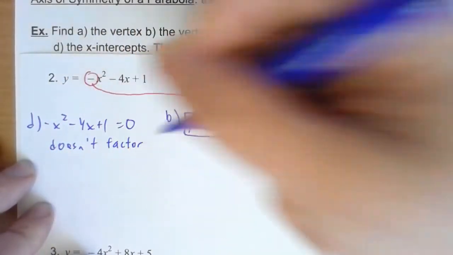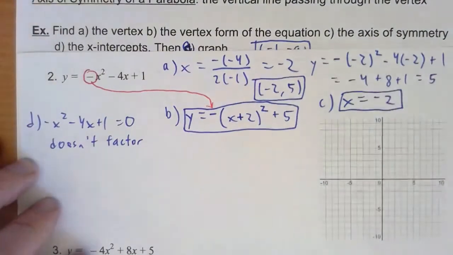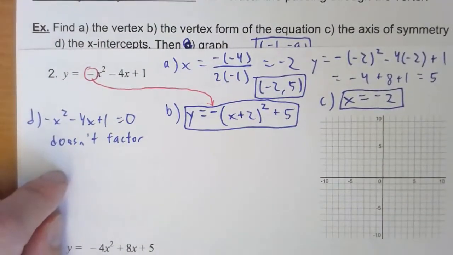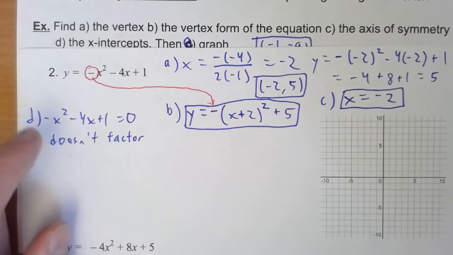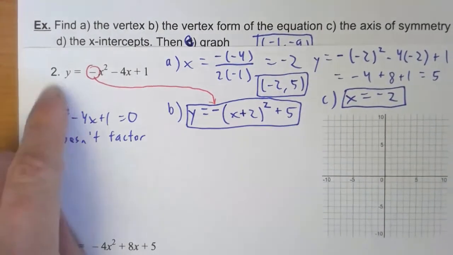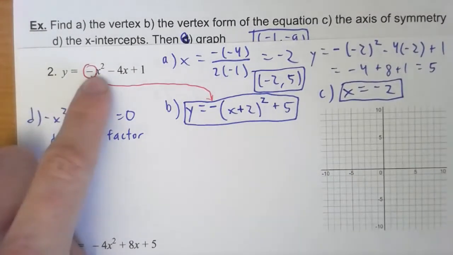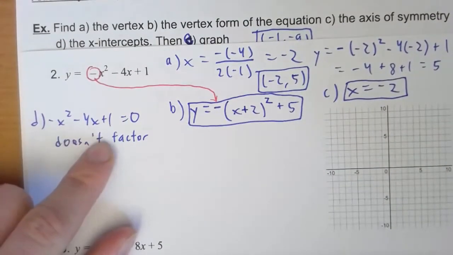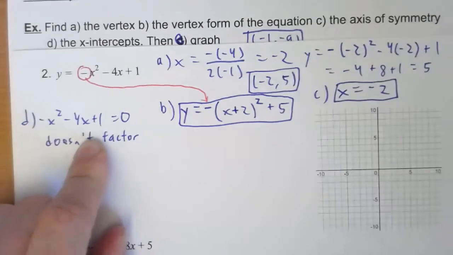Well, that would be annoying, right? That would mean you'd have to either do completing the square or the quadratic formula. Okay? But actually, there's a better option that's going to save us some of the work. We used this equation at first to try to find the x-intercepts. There's a better option.